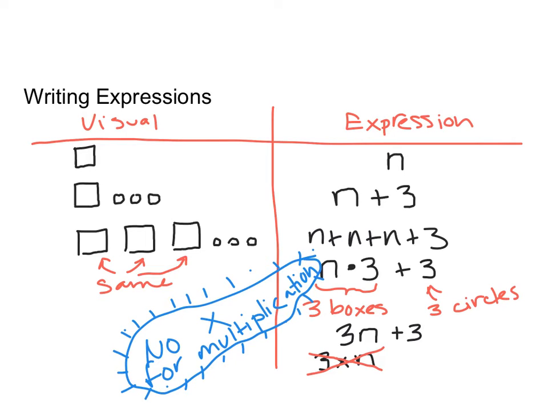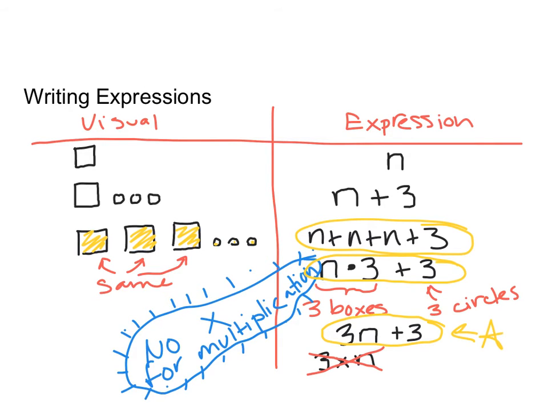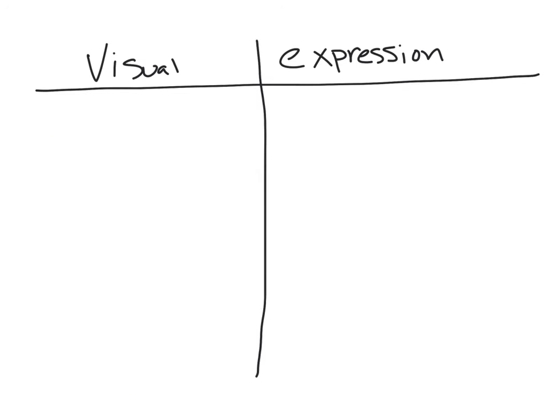All right, so just to recap, this image right here where we have the 3 unknown boxes plus our 3 ones can be written as n plus n plus n plus 3, or n times 3 plus 3, or 3n plus 3. And this one right here is the one that I'm going to use most often. All right, let's go ahead and do another one. This time I'm going to draw the visual, and I want you to pause and write down the expression that you think would represent it.